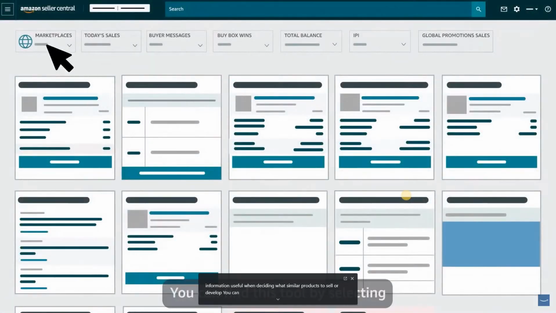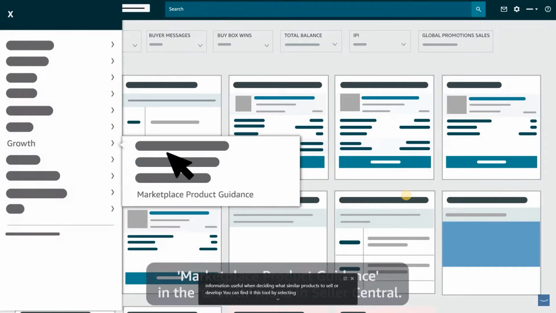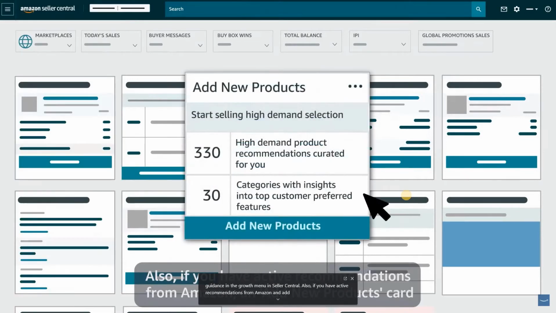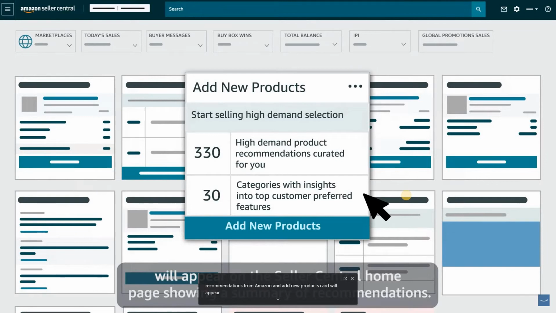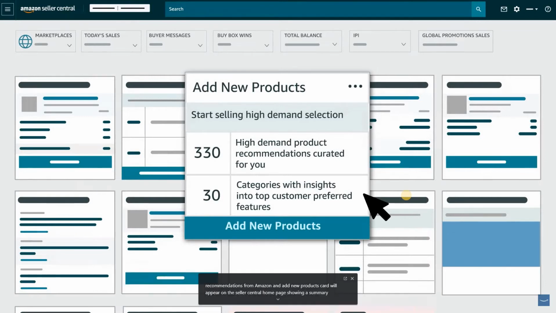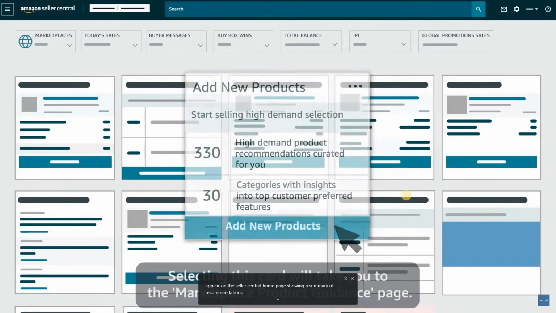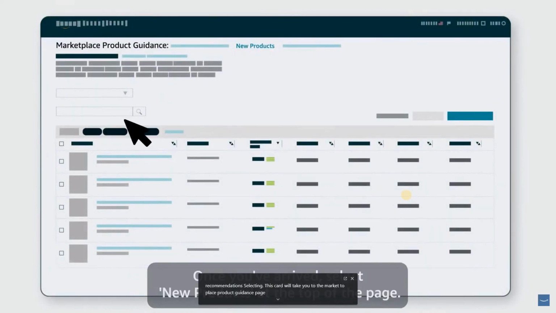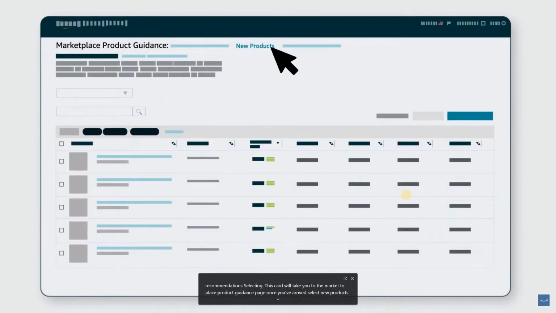You can find this tool by selecting Marketplace Products Guidance in the Growth menu in Seller Central. Also, if you have active recommendations from Amazon, an Add New Products card will appear on the Seller Central homepage showing a summary of recommendations. Selecting this card will take you to the Marketplace Products Guidance page. Once you've arrived, select New Products at the top of the page.